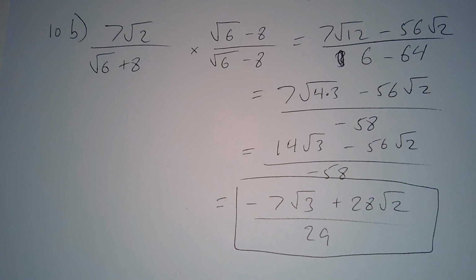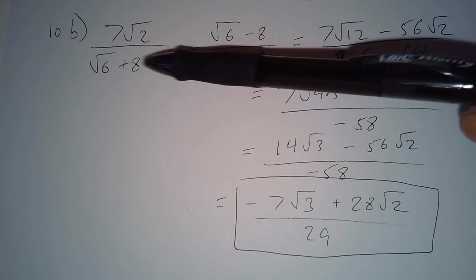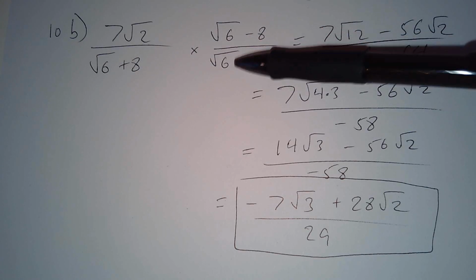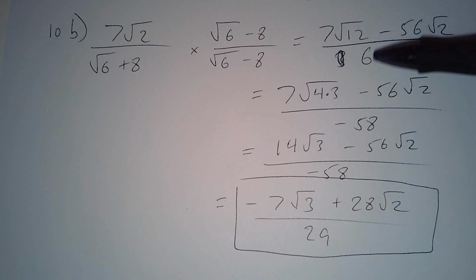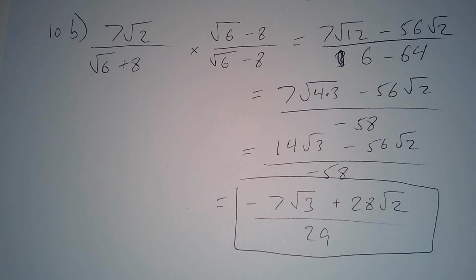Okay, and then 11b, same idea, conjugate, so root 6 plus 8, root 6 minus 8. These signs are always going to be the opposite. So again, that's what we mean by the conjugate. And so that'll be 6 minus 64. Then you can simplify it, and that's your final answer.